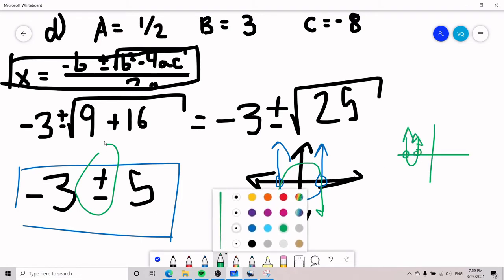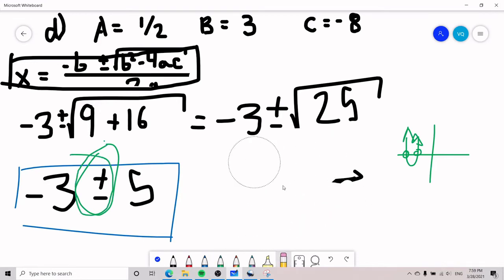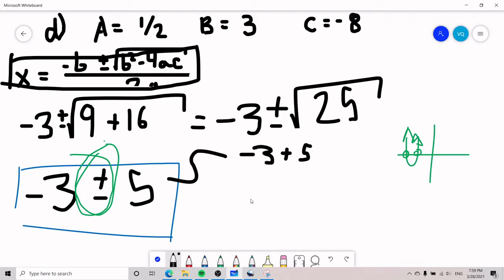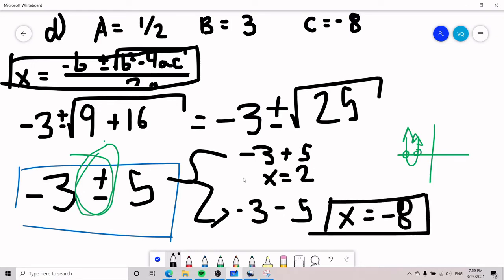And so the fact that there is even the existence of a plus or minus means that we have 2 alternatives, right? We have the alternative where we have -3 plus 5, and the alternative where we have -3 minus 5. Okay, and this is what makes us have two solutions, right? X is either going to be 2 or X is going to be -8. Okay, -8 for the one on the bottom and +2 for the one on top.